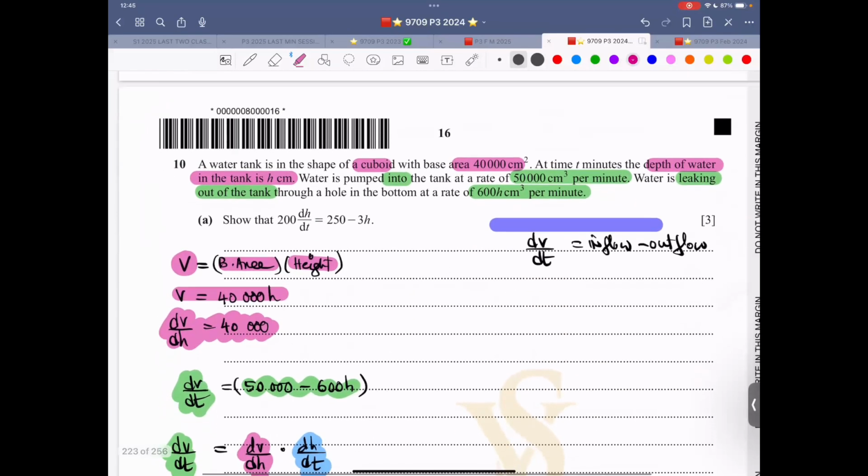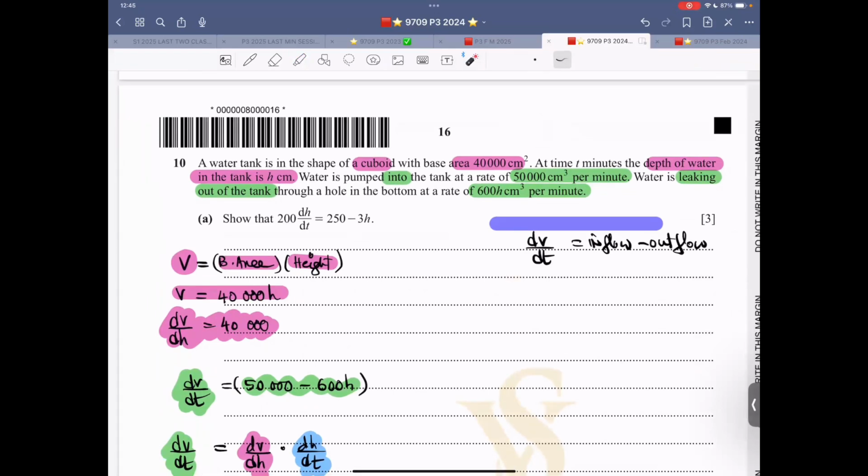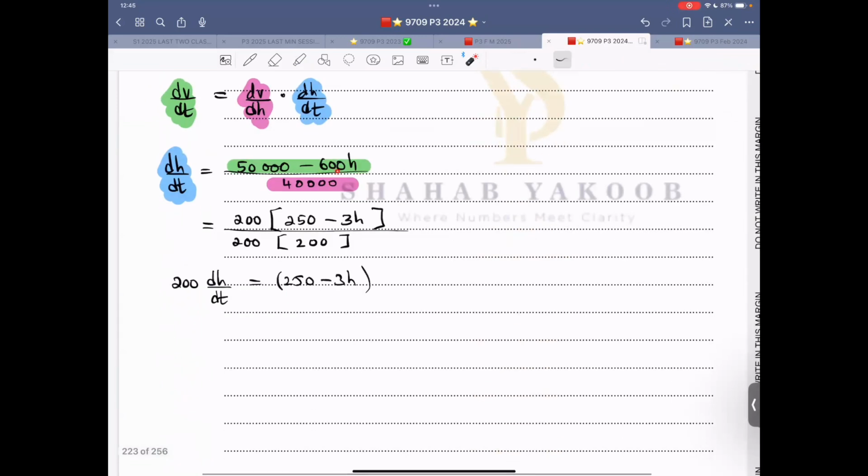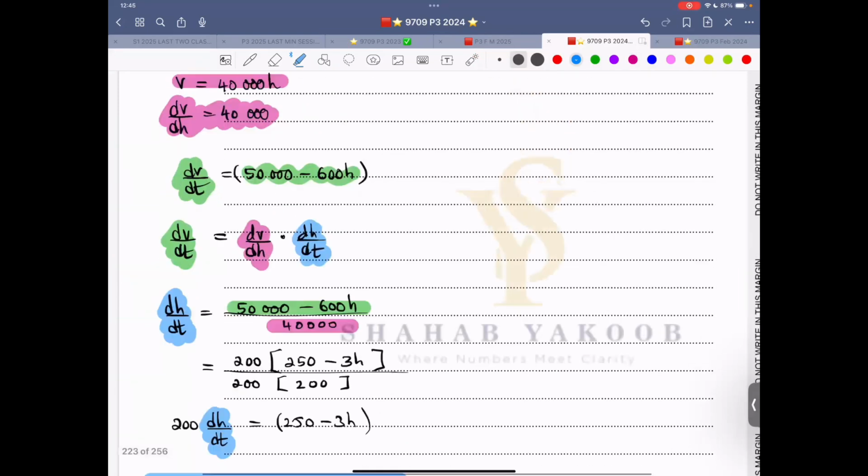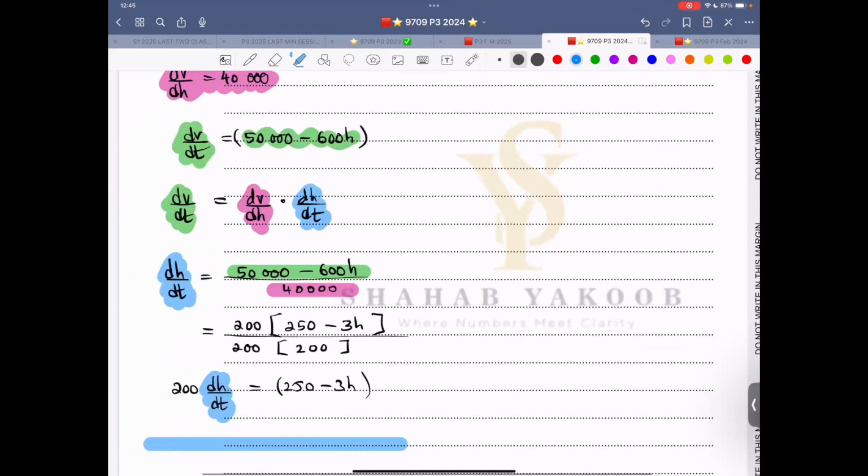How much have they simplified? They could have worked in decimals and so on. They have 250, they have 200, they have 3h. So 600 has become 3. Therefore, it's a division by 200. So therefore, 600 over 200 is 3. So take 200 common out from the top, 200 common out from the bottom, cancel it. 200 cross multiply, 200 dh by dt is 250 minus 3h. And that is what you were out to prove. So that is for 3 marks.